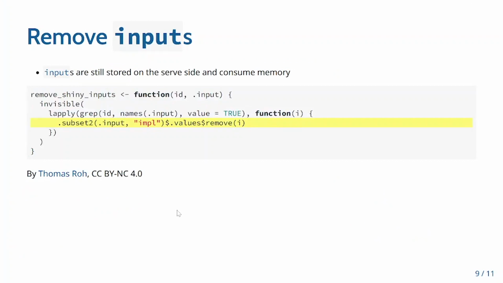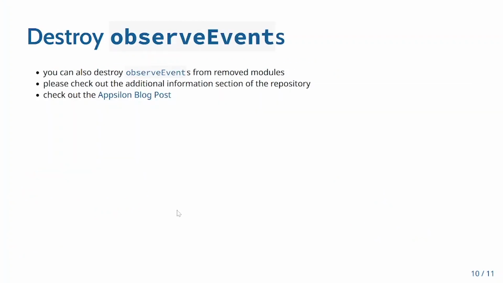Now, what you can also do, and I don't have the time today to talk about this, is to destroy observe events which are registered in the module server code. There's a really nice Epsilon blog post about this. Based on this blog post, I've compiled some additional information, which you can find in the additional information section in the repository for this talk. So yeah, please check it out and see how you can do this.